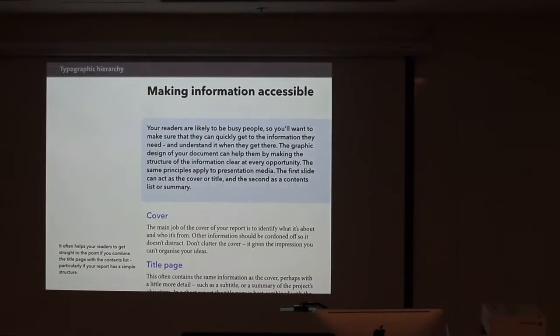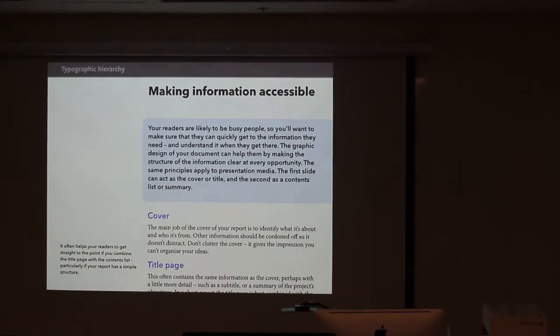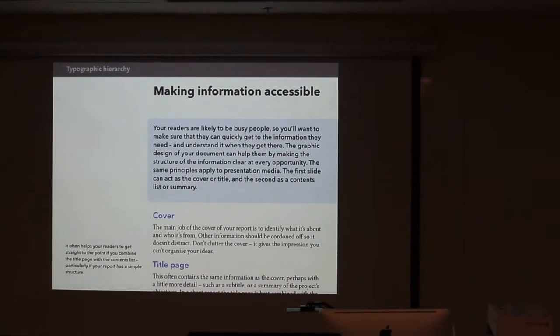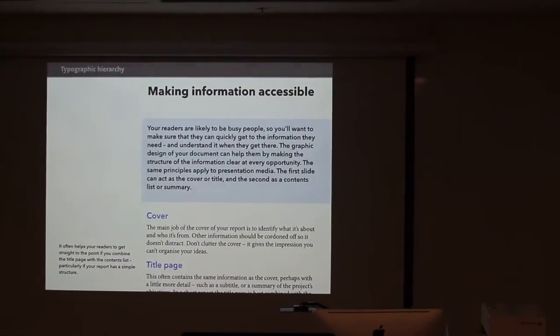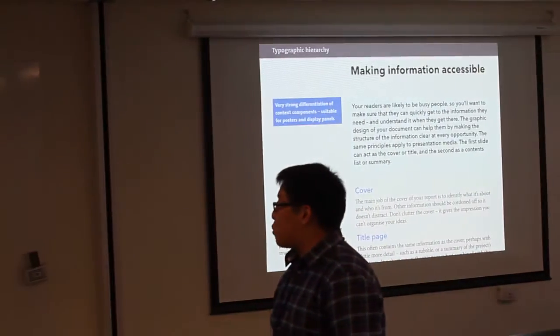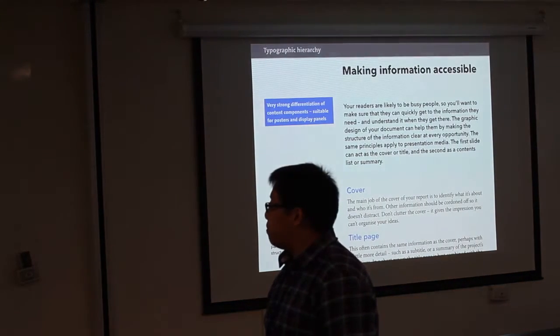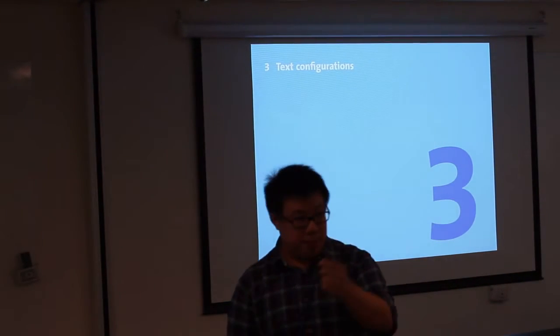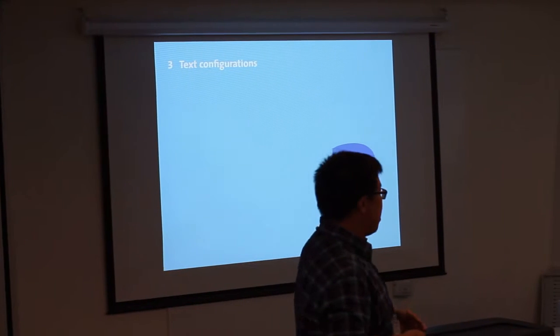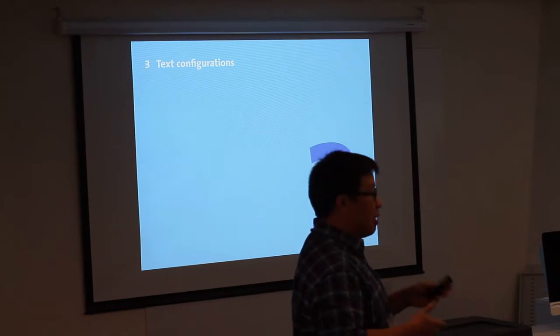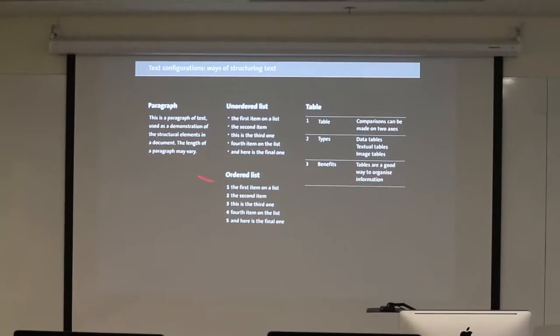The navigation is even more clear if I call this out as an introductory paragraph. So your attention can be drawn to this without getting into further details. You can quickly understand, okay, this chapter is about making information accessible. Okay. Very strong differentiation. Okay, so that's content hierarchy articulated through the use of typography, the text.